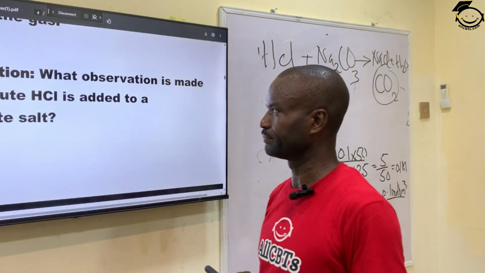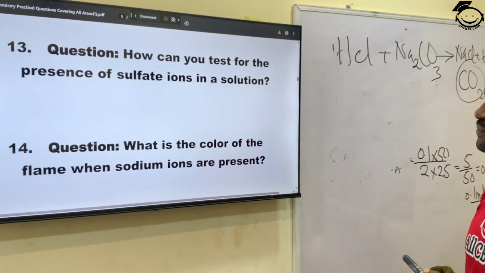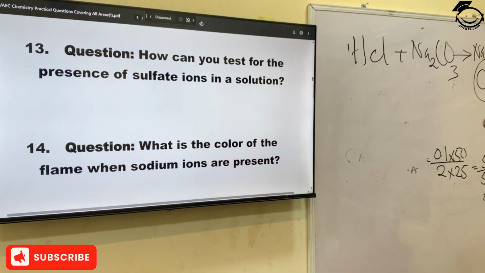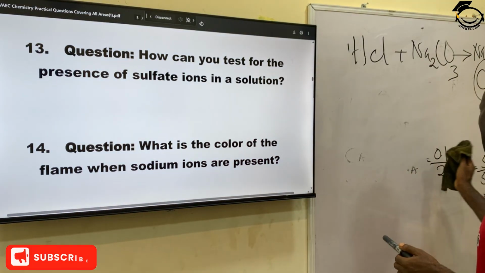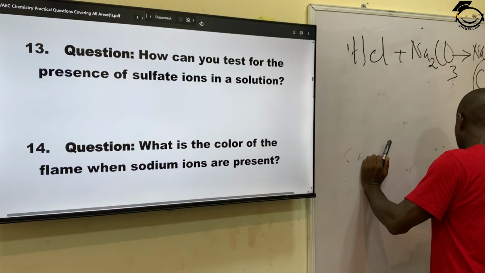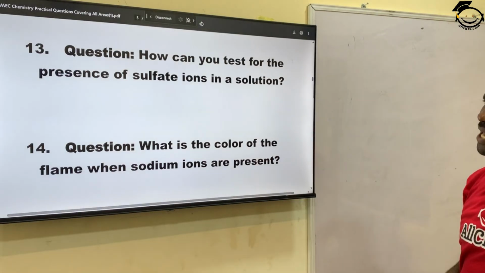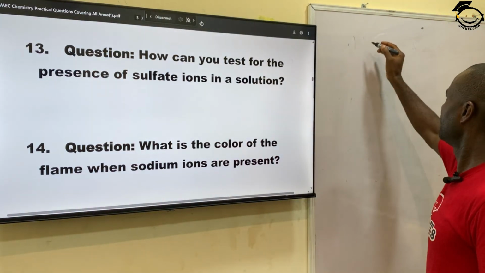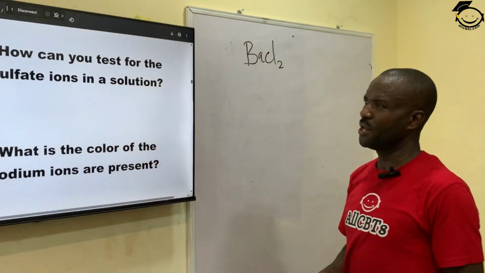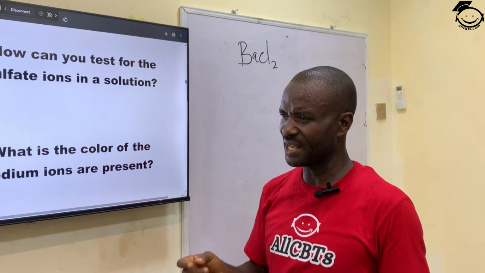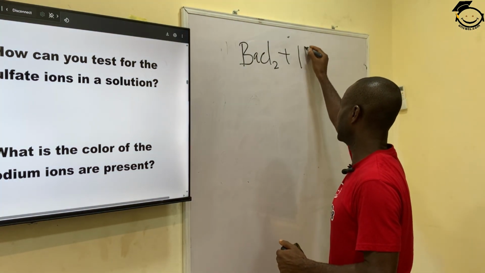Question 13. How can you test for the presence of sulfate ion in a solution? Every salt has its own characteristic test of identification, or confirmatory test, in solution. So sulfates can be identified in solution using a reagent called barium chloride. Barium chloride is a reagent used for identifying sulfate, followed by dilute HCl.